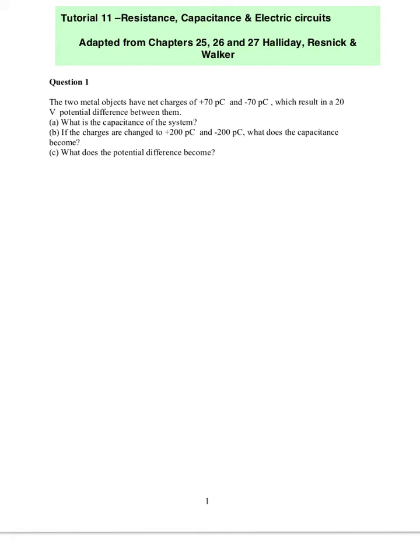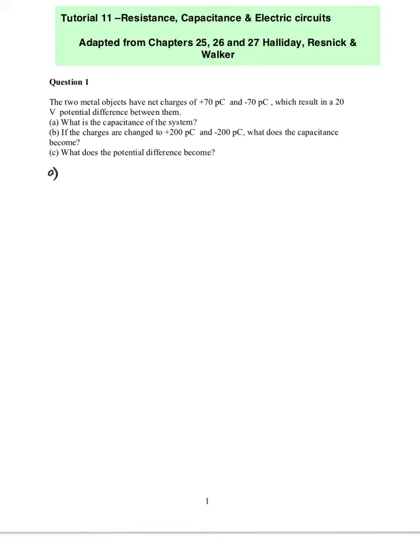So in this first question we have two metal objects with charges of 70 picocoulombs and negative 70 picocoulombs. This results in a 20 volt potential difference between the two. We're asked to find the capacitance of the system. If we change the charges, what would happen to the capacitance, and what is the potential difference when we change those charges?